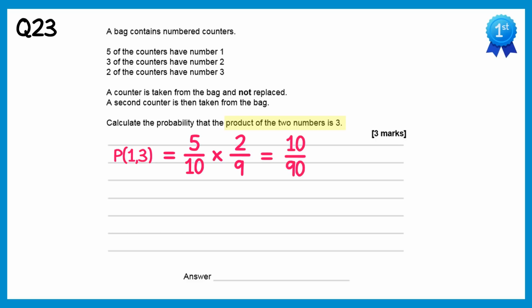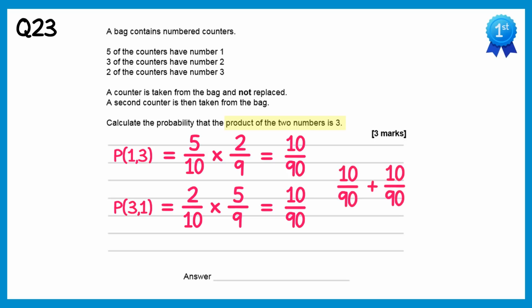We'll now look at the other possibility, the probability of a 3 followed by a 1. The probability of picking a 3 on the first pick is 2 out of 10. The probability of picking a 1 on the next pick is 5 out of 9, again remember, because we're not replacing that first counter. If you multiply these together, you'll also get 10 out of 90. We then need to add these two answers together, so 10 out of 90 add 10 out of 90 gives you 20 out of 90, which simplifies to 2 over 9.